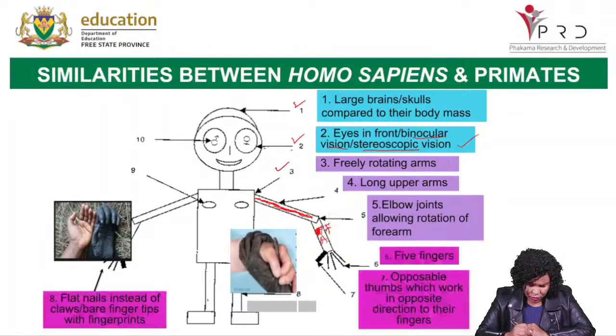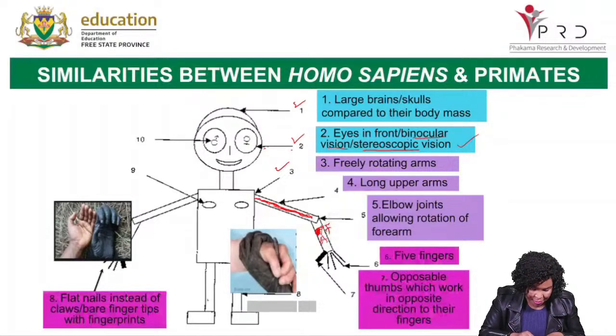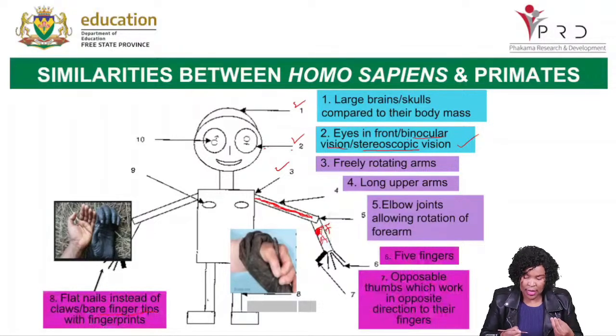And then flat nails instead of claws. Homo sapiens, primates, we have flat nails, no claws. We don't have claws like the dinosaurs or like all those, but think of all those claws. We don't have that. We have flat nails. So you come to check, they are flat nails, or you can say they are bare fingertips with fingerprints. Then all of them, that was number 8.